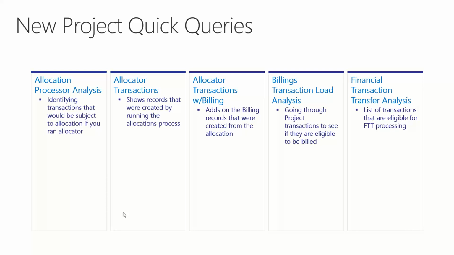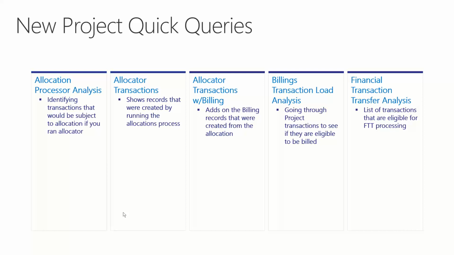Well, that's a great idea. Let's make sure I set everything up right, run it, see what should be included, and if I see some things that are missing, that I maybe need to make an adjustment. The next two are, after I run the allocation, what was allocated? And also I can do the allocated transaction with billings as well. So let me see what was allocated.